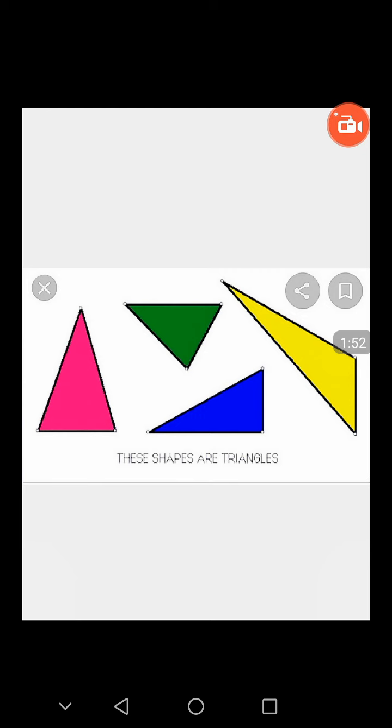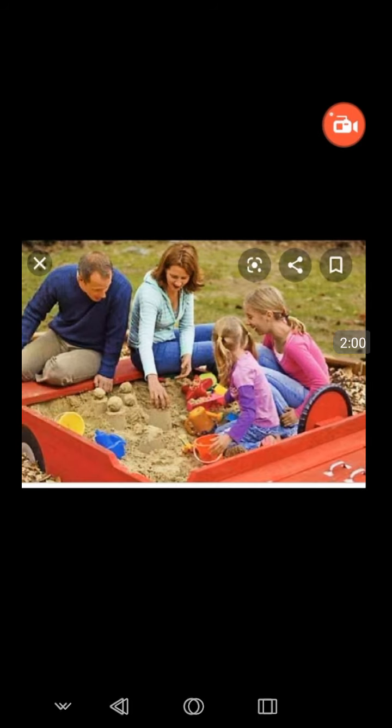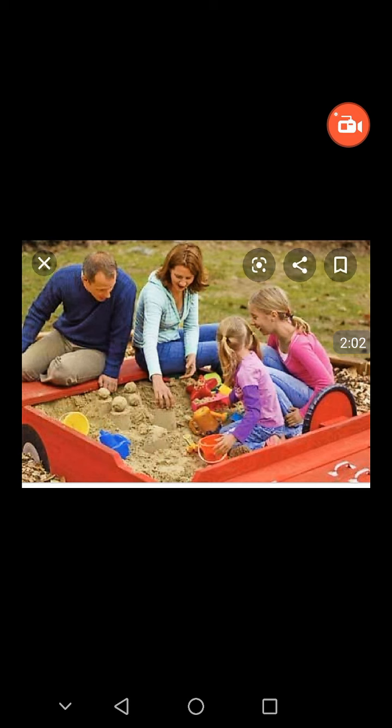Okay, students? Now, after this, let's play an activity. Students, you play this activity with your parents. Firstly, you sit properly around a sand pit with your parents. And after that, on the sand, you draw different shapes like circle shape, square shape, rectangle shape, triangle shape. Okay?